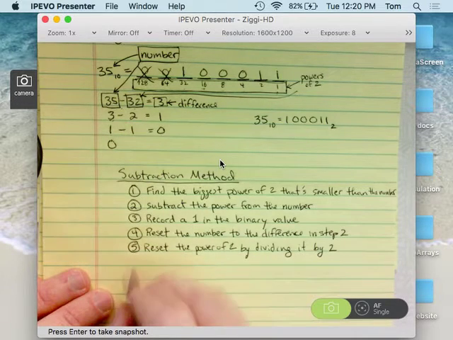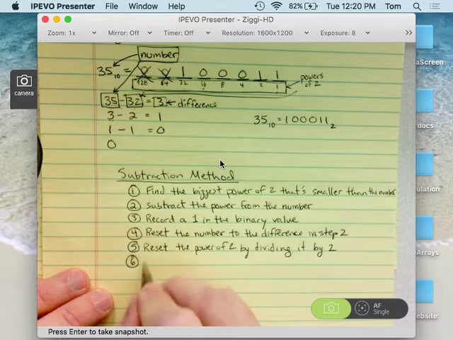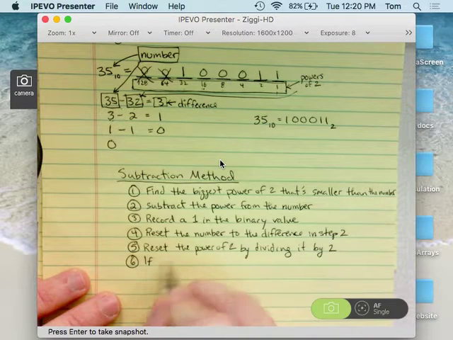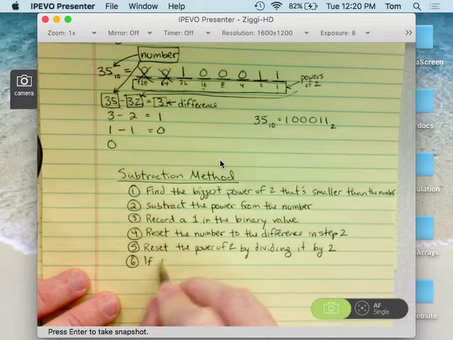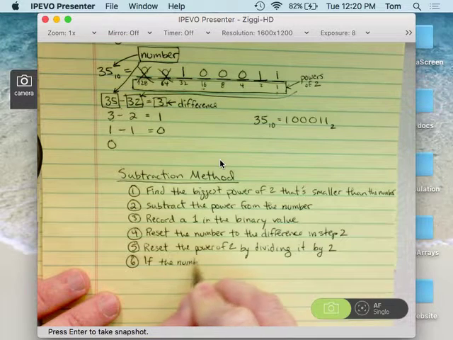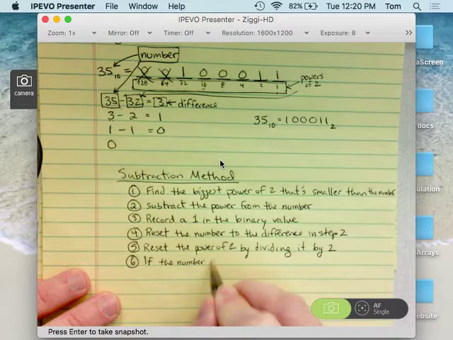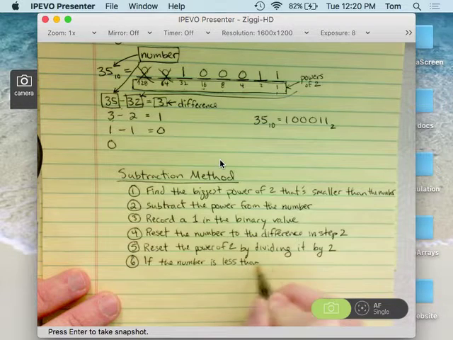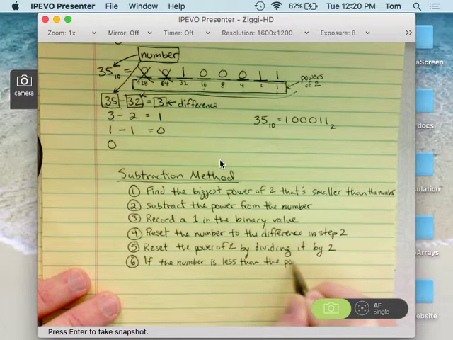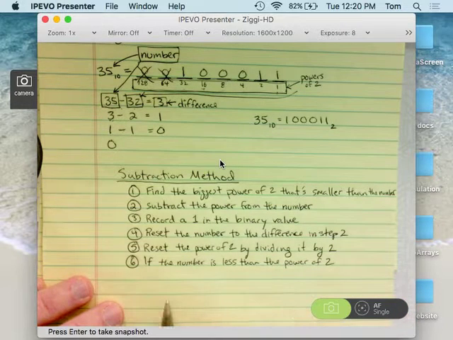So step 6, we got to make a decision. Okay? So we're going to say if, like you just said, the 3 was smaller than the 16, right? So if the number is less than the power of 2, what do I do then?